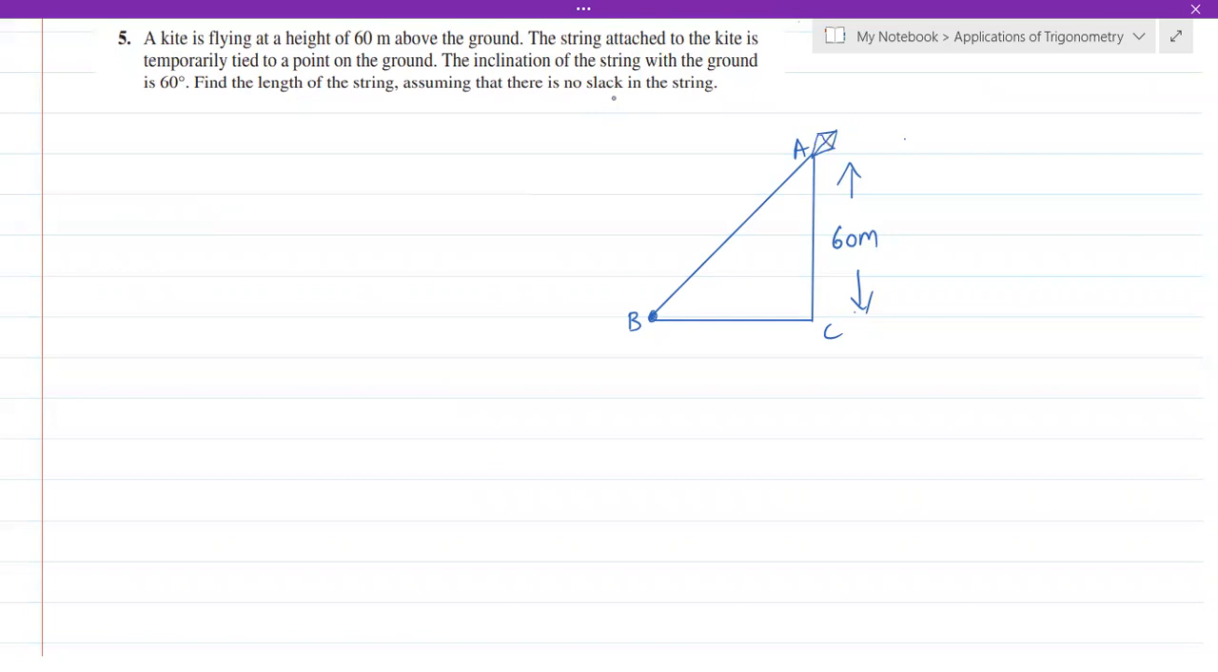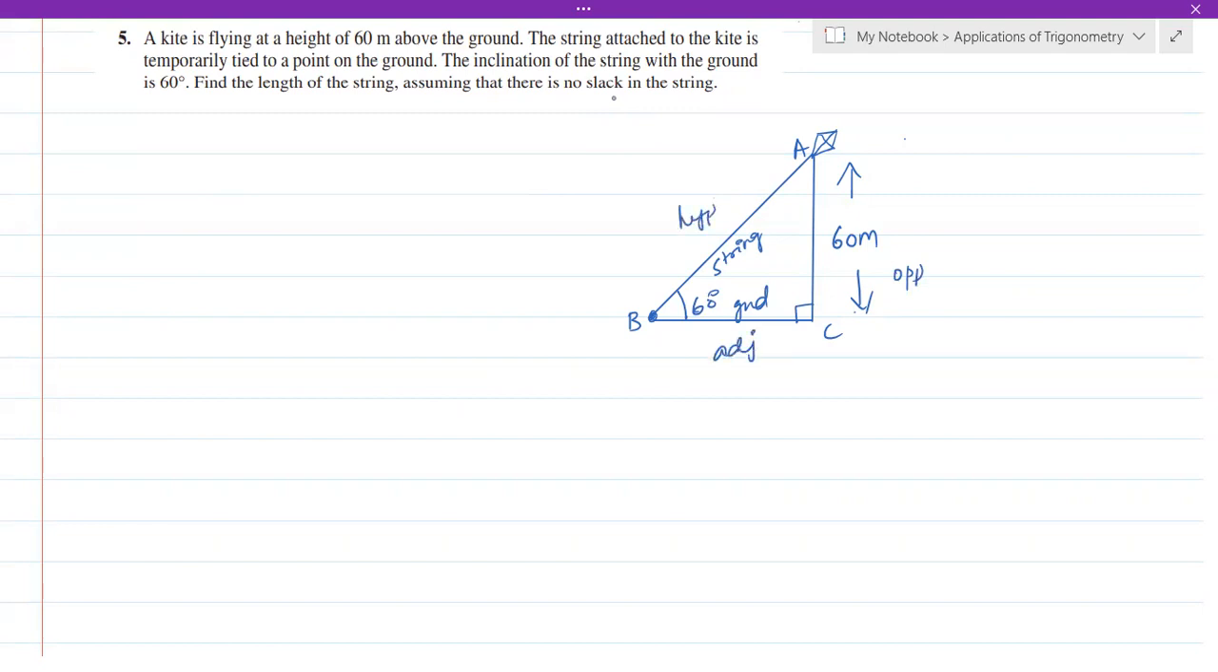Now the string BA is the string. This is the string. Now this string is making an angle of how much? 60 degree with the ground. This is the ground, G and D. And the perpendicular distance is 60 meter. Now according to the question, the side opposite to 60 degrees is the opposite side, and opposite to 90 degrees is the hypotenuse, and the remaining one will be adjacent.